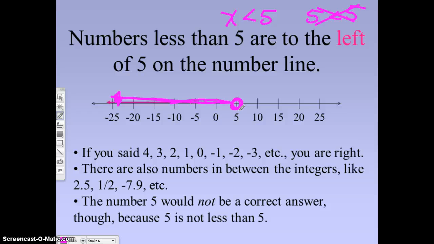And if you're looking at multiple choice assessments, about half of them, the differences will be, is it an open circle or is it a closed circle? If it's a closed circle, it means it can be the number 5. If we had x is less than or equal to 5, we would fill it in.